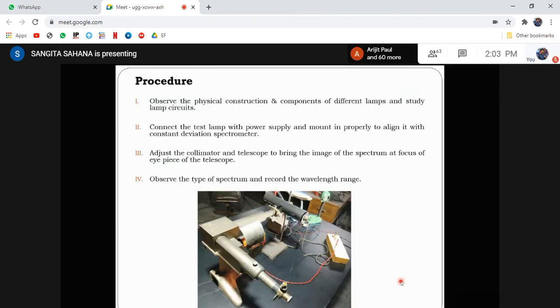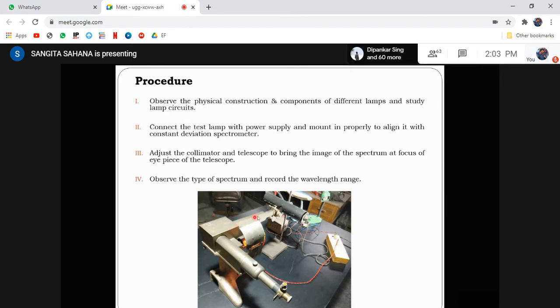Now, coming to the procedure of this experiment, we have to observe the physical construction and the components of the lamps and study the lamp circuit. Second, we have to place the lamp properly with the constant deviation spectrometer. So in this black box, we have the low pressure sodium vapor lamp. And there is a small opening, this one. So we have to connect the lamp with the power supply.